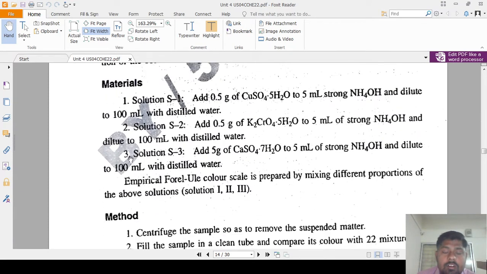Okay, here also some materials are used. You have to prepare all these materials. Solution 1 is 0.5 gram of copper sulfate, 5 ml strong ammonium hydroxide, diluted to 100 ml with distilled water. Solution 2 is 0.5 gram of K2CrO4, that is potassium chromate, 5 ml ammonium hydroxide and 100 ml distilled water. Solution 3 is 5 gram of calcium sulfate, 5 ml of strong ammonium hydroxide, diluted to 100 ml with distilled water. So, 3 solutions are there, S1, S2 and S3.